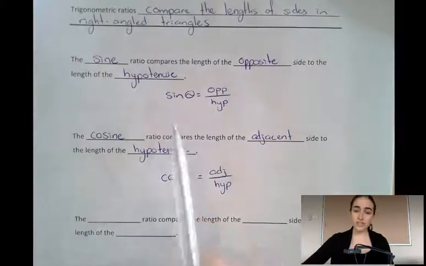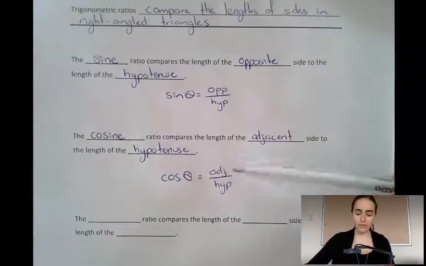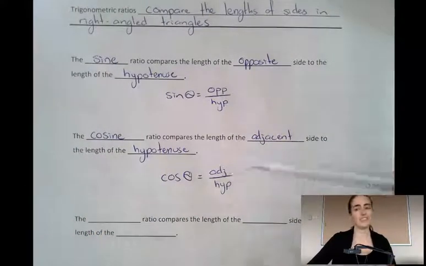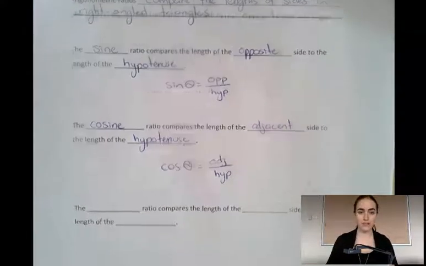So we shorten these to sin and cos rather than writing out sine and cosine, and we can use hyp and adj instead of opposite, adjacent, hypotenuse. So we're just shortening things, making it a little bit easier for ourselves.